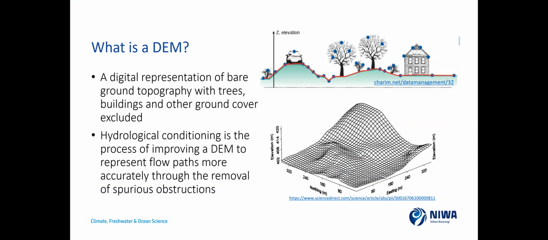It's a digital representation of bare ground topography once you've removed everything from the surface. And hydrological conditioning is the process of improving the DEM to more accurately represent flow paths. You can think of that as removing surface cover, but also ensuring hydrological flow paths are accurately included. So basically, the digital elevation model is what the water sees. That means any infrastructure that allows water to flow is included. So if you have a culvert across the road, that should be represented in some way in the digital elevation model, or at least for the model.